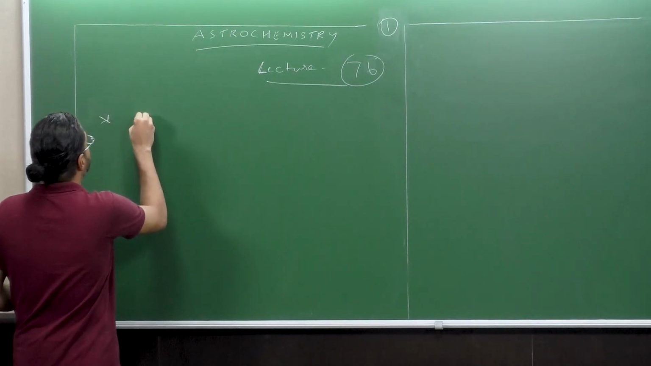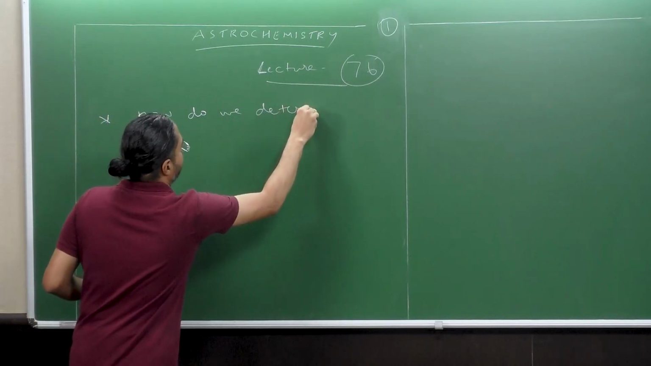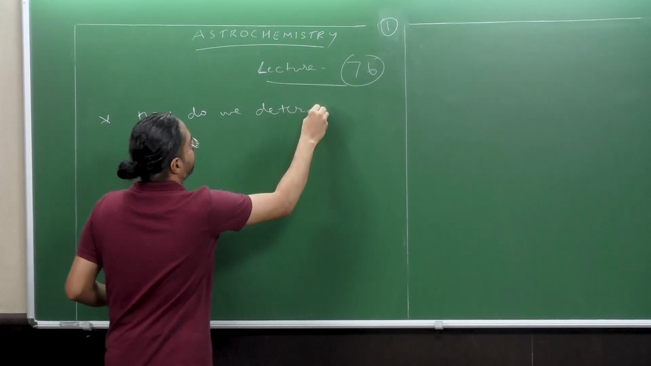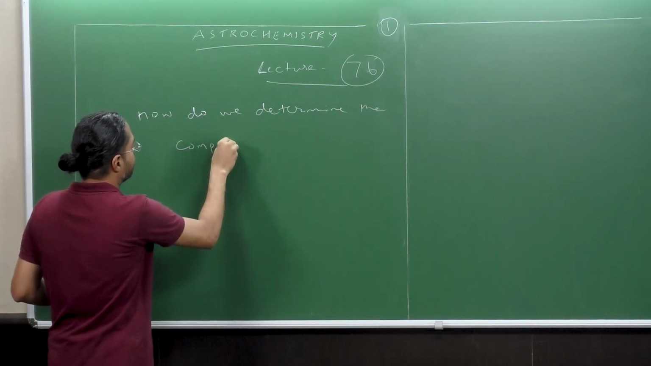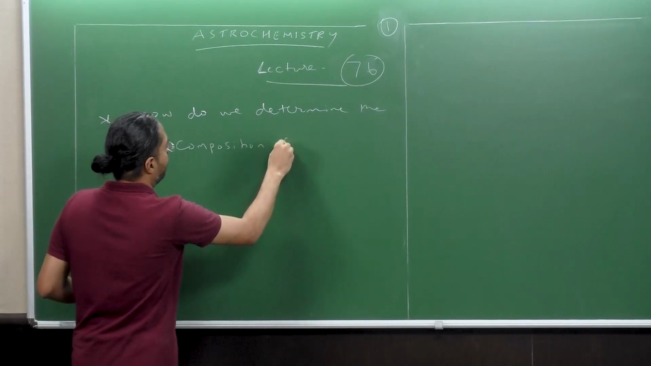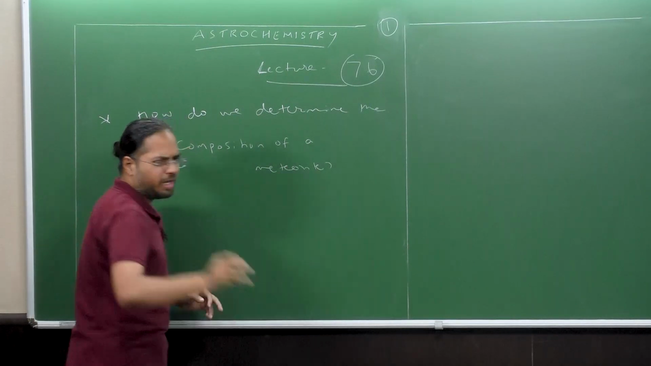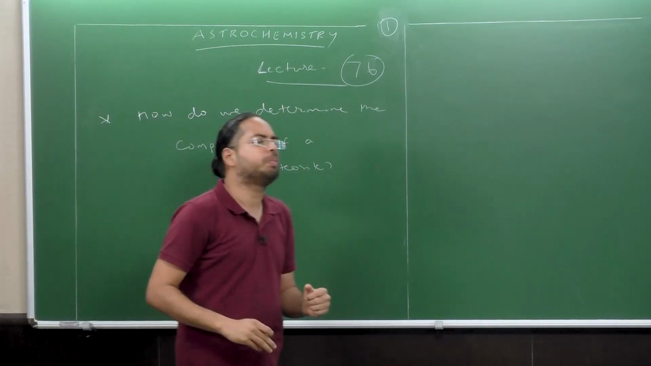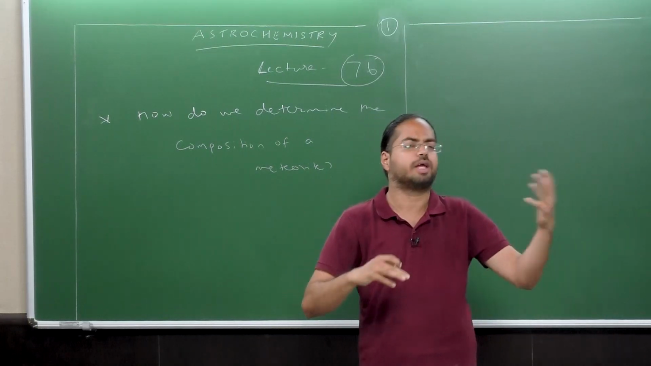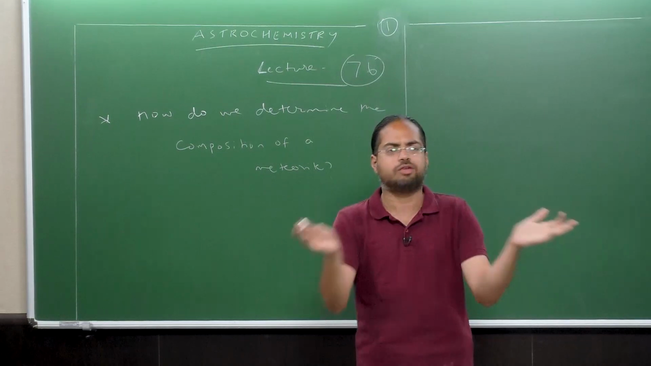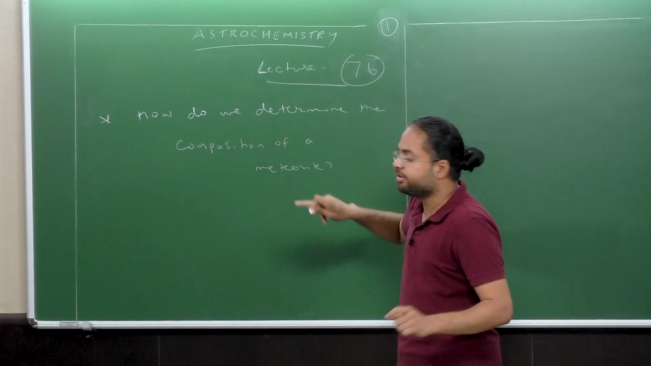How do we determine the composition of a meteorite? Although, like I alluded to in the previous lecture itself, we're not particularly concerned about what all molecules are there. Broadly, we understand that there are going to be silicates and some organic molecules adsorbed onto the surface. But how they are determined is an important aspect.